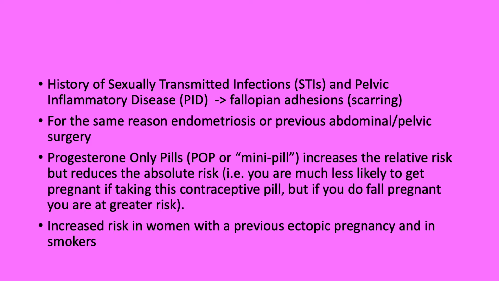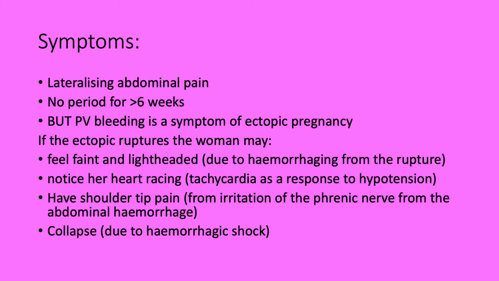So in other words, less likely to get pregnant overall, but if you do become pregnant, the risk of an ectopic is raised, which is why I say to women, if you do find out you're pregnant whilst taking this pill, it is important to see a doctor early on to establish where the pregnancy is and make sure it's not an ectopic. There's also an increased risk in women who've had a previous ectopic pregnancy, probably because there's some underlying risk factors like adhesions in the fallopian tube. And it's also more an increased risk in smokers.